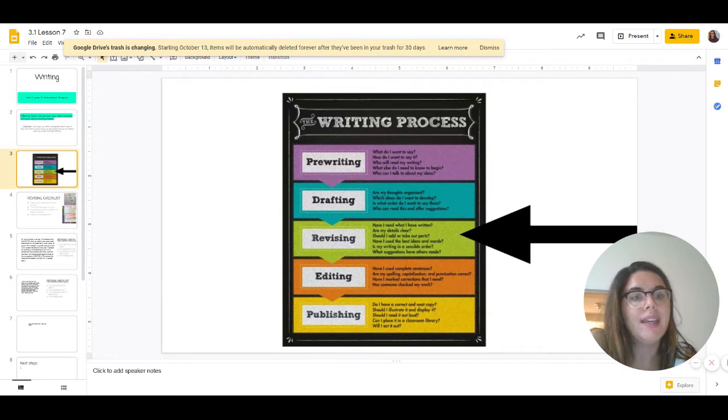Revising is when we add sentences, add more details to make our writing clear, take away details that aren't important, change sentences around so that it's organized. We don't really spend too much time on spelling during revising. We're not really thinking about spelling or punctuation. That comes in later, in the next step, in editing. So today we're going to be revising.